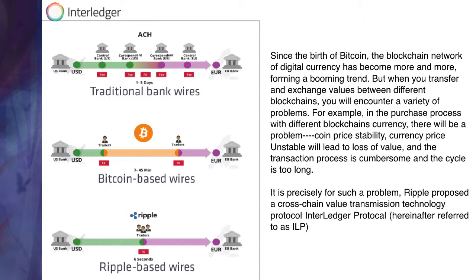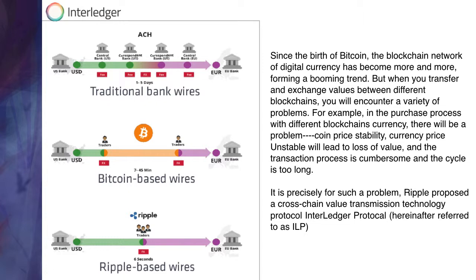I will give you an example to explain how the old way works and how the new way works. So let's go through the old way, the Bitcoin-based wire. As you see, the bank wire transaction usually takes 1 to 5 days, going through USD, US bank, central bank, composite bank, central bank, and so on. And why does it take so long? It's because everything needs to go to the center and go back.